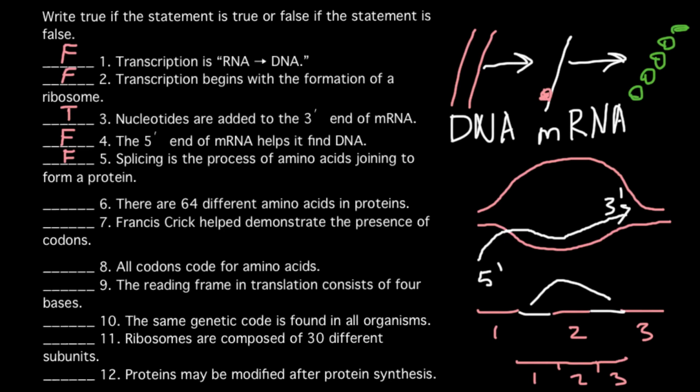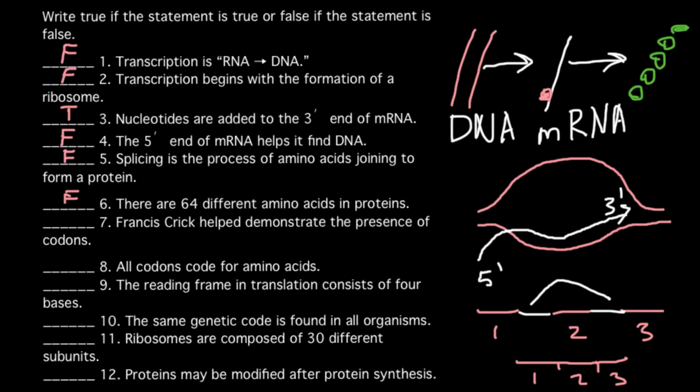So next statement, there are 64 different amino acids in proteins, and this is a false statement because there are 20 amino acids and there are 64 codons. 61 of them code for the amino acids, and you have to differentiate these two terms.